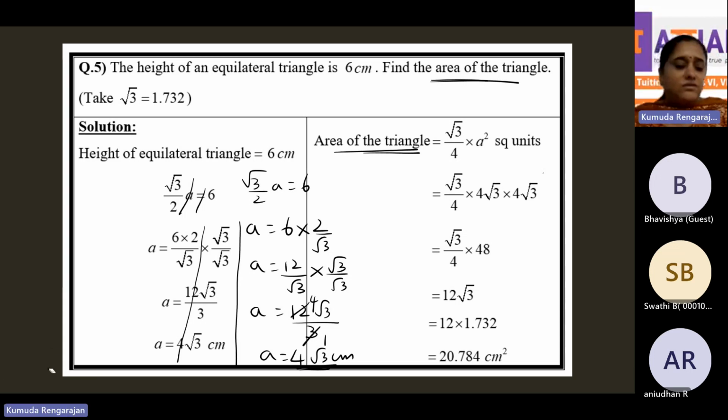I'll tell you again, see here. Root 3 by 4 into a square. You can cancel this 4 and 4. Then when you multiply, what is root 3 into root 3? 3. 3 fours are 12, 12 root 3. You don't have to write this step. And the value of root 3 is given to you in the question. So 12 into 1.732 is 20.784 centimeters square.